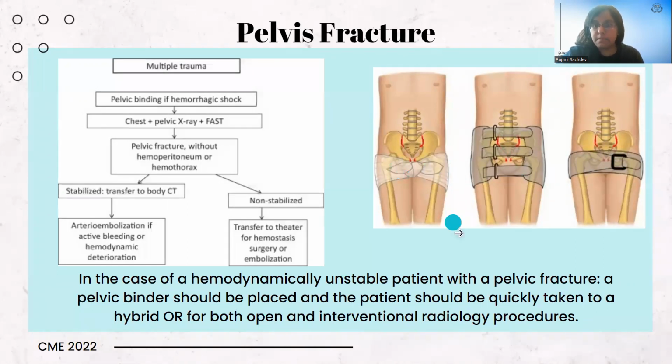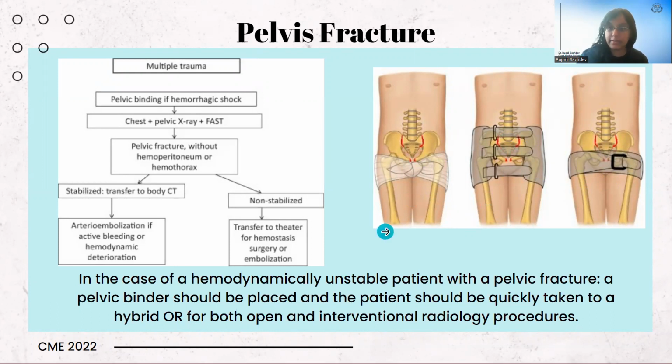You can do it simply with those bandages, or you have the binders that are specifically made for the pelvis, depending on the stability of the patient. Then you will do an X-ray, a chest X-ray, a pelvic X-ray, and you will do a FAST. Can anyone tell me what is FAST?